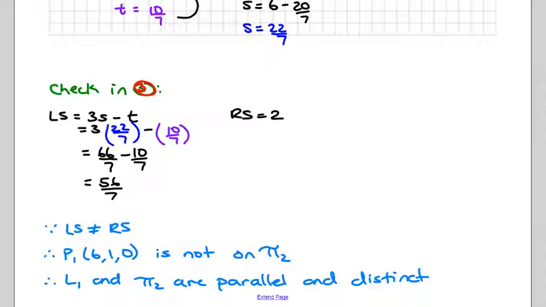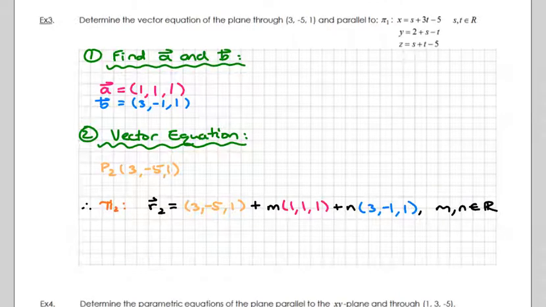The line is lying above the plane, but it's parallel to that flat surface. So it's going to be called parallel and distinct. All right, if you have enough energy, let's go through 2 more, and they're actually pretty easy. Example number 3: determine the vector equation of the plane through the point and is parallel to another plane.